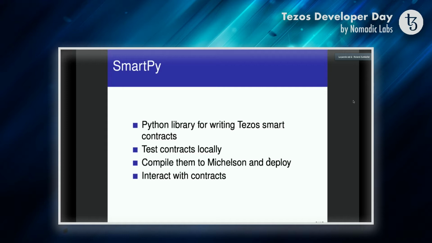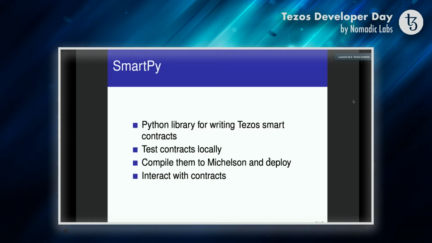Hello. So as Michel said, this is a talk about SmartPy, and I have very few slides, so I hope you can see them. SmartPy is a library that allows you to write smart contracts for the Tezos blockchain. As Michel already alluded to in his brief introduction, it is also an environment that allows you to do other things. You can test your contracts locally before you deploy them. Then you can deploy them after compiling them to Michelson. And once your contracts are on the chain, you can interact with them. I'm going to show you each one of those in a minute.